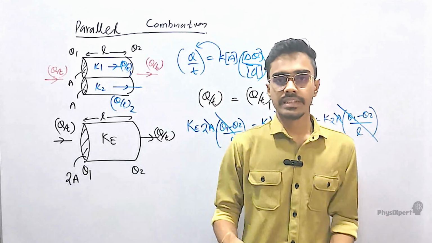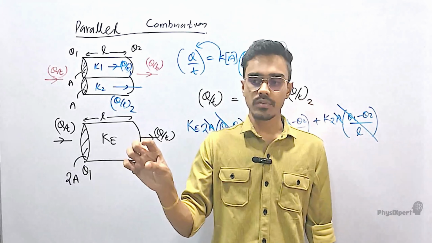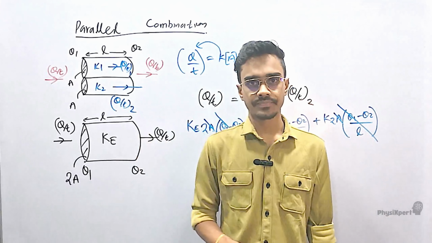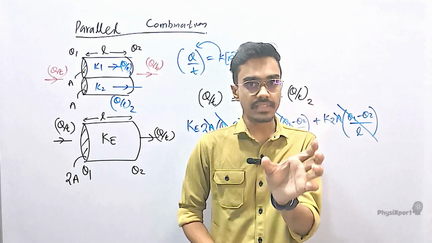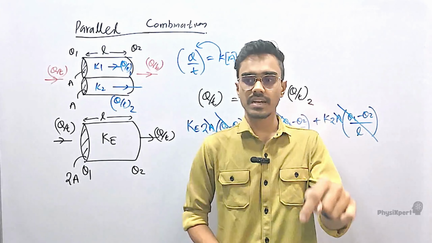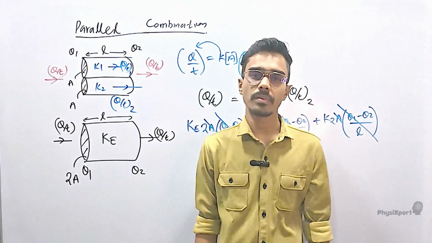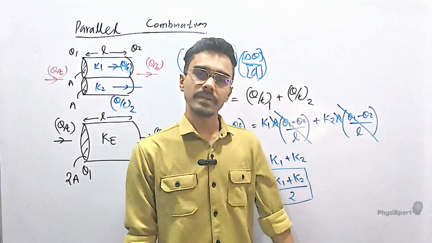So as a summary, in series combination, Q over T is equal, but temperature differences are different. In parallel combination, temperature differences are the same, but Q over Ts are different, right? Exactly opposite. Okay, so hope it's clear.